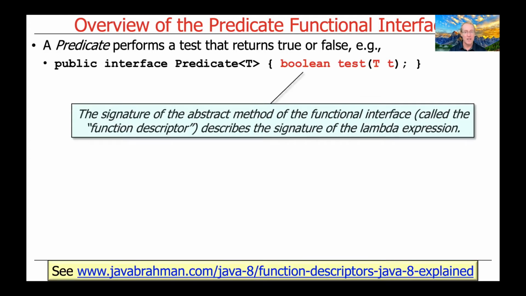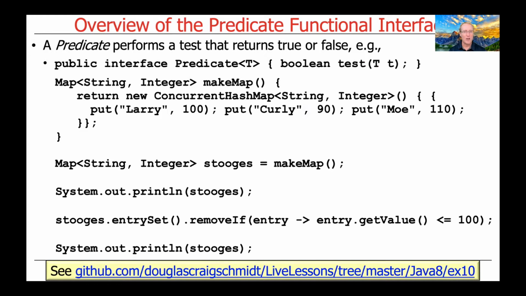The signature of this abstract method in this functional interface, and any functional interface for that matter, is called the function descriptor. It describes the signature of the lambda expression or method reference that can be passed to a method that takes an instance of Predicate. To make this all more concrete, let's take a look at an example in my ex10 folder in my Java 8 directory in my GitHub repository.